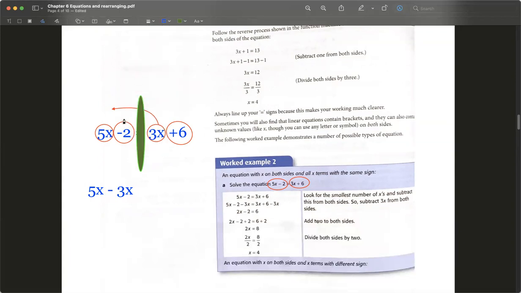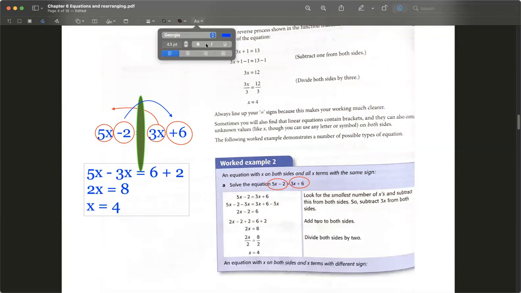It means that if this negative 2 moves past the portal to this side, it will change from negative to positive. So I will get positive 6. I just write it as 6 plus 2. So this is the equation that we want to solve. Then 5x minus 3x, we get 2x is equals to 8. And then x is equals to 8 divided by 2, which is 4.